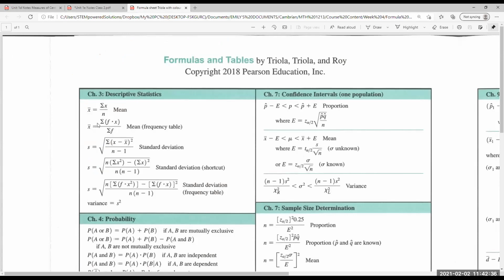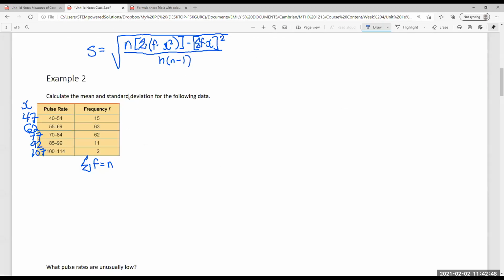But now I want to find the mean first. So I'm going to find the mean. Basically x bar equals the sum of the frequencies times x divided by the sum of the frequencies. So x bar equals the sum of the frequencies dot x divided by the sum of the frequencies.